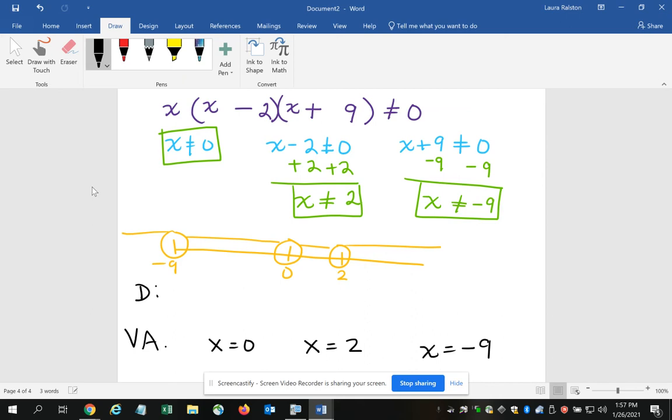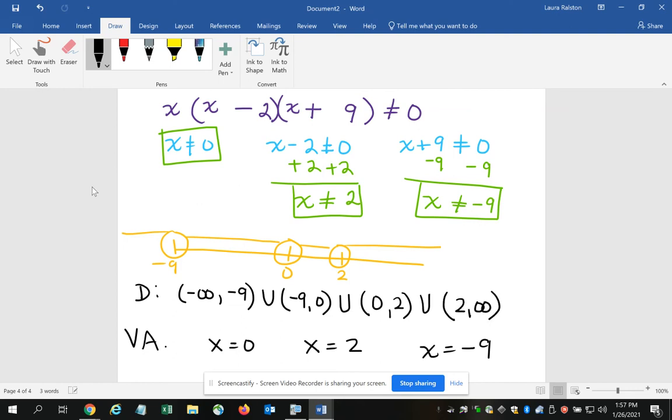Writing your domain in interval notation, we would have from negative infinity to negative 9, step over the hole, from negative 9 to 0, step over the hole, from 0 to 2, step over the hole, from 2 to positive infinity.